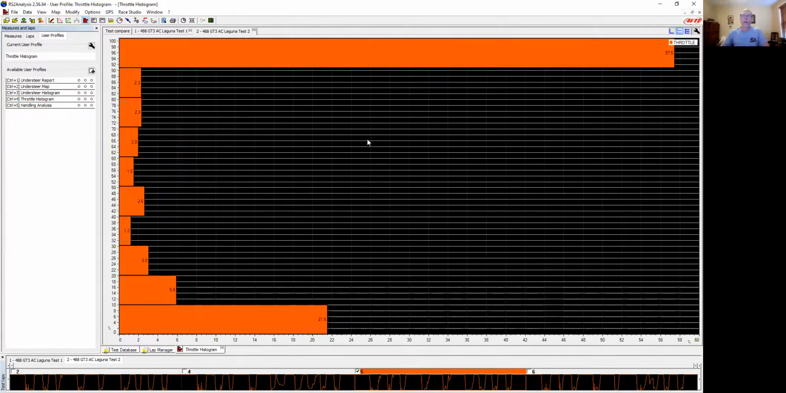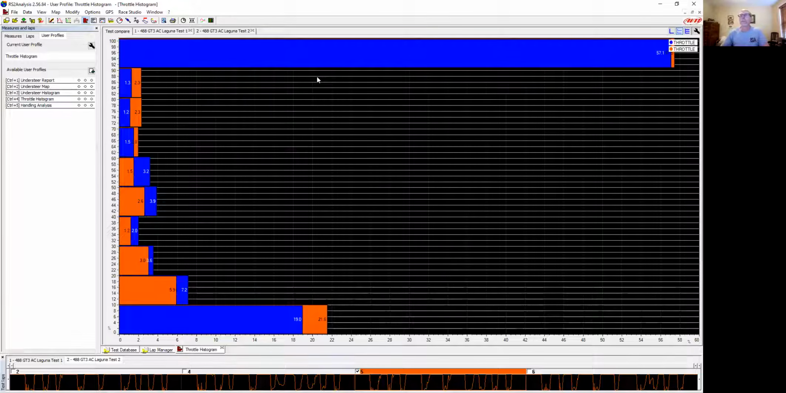Throttle histogram. It's slightly more full throttle. That's 57.5 versus 57.1, but more full throttle or more throttle in the areas of, you say, 60 to 90% too. So overall benefit there, I think.